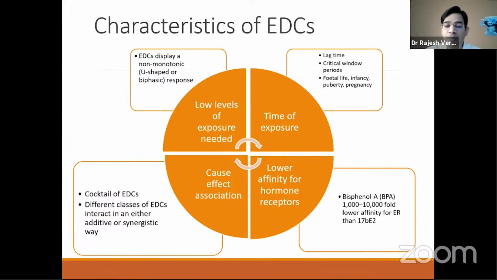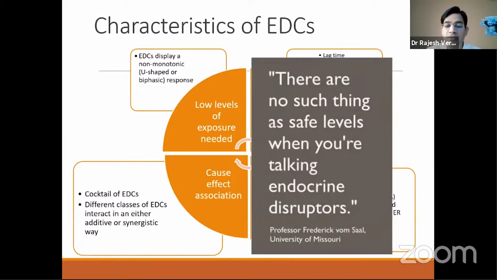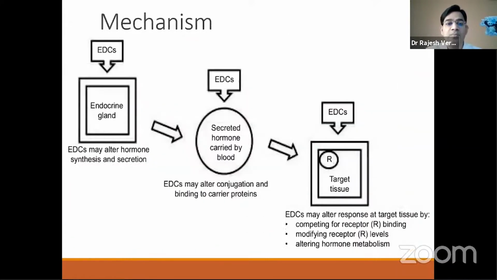They have got lower affinity for hormone receptors. For example, bisphenol A has 10,000 times lower affinity for estrogen receptors than the commonly used 17 beta estradiol. And cause-effect association, as I've already mentioned, at a time 100 types of different EDCs can be measured in a human body. So there are different cocktails of EDCs, and they interact in an additive or synergistic way. And EDC displays a non-monotonic U-shaped biphasic curve. As Professor Frederick said, there are no such things as safe levels when you are talking about endocrine disruptors.